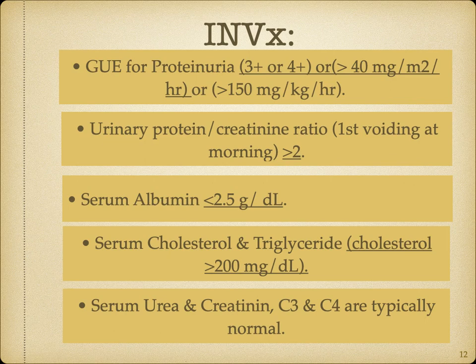We can also use a urinary protein creatinine ratio that depends on the first morning voiding sample, which shows more than 2. We have to measure the serum albumin. Usually it's less than 2.5 gram per deciliter, and the patient has evidence of hyperlipidemia in which the cholesterol is more than 200 milligram per deciliter. The renal function tests and the complement are usually normal.